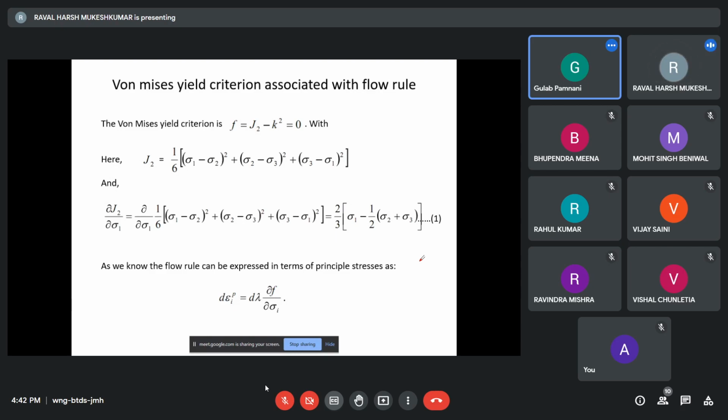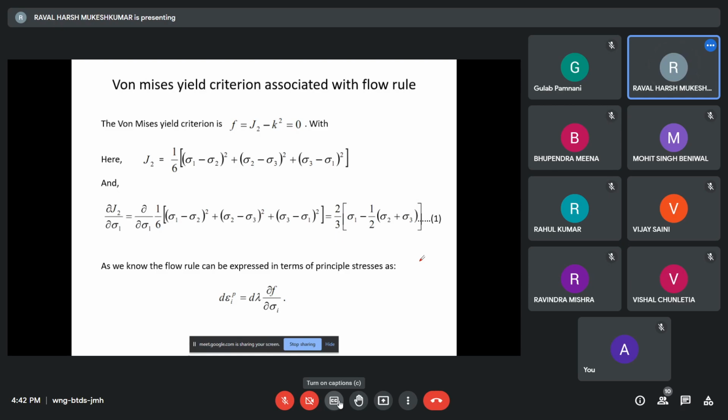Okay, sir. So here we can see in the von Mises yield criteria, there is a yield function that is J2 minus K squared equals 0. J2 is showing the deviatoric stress invariant. When it reaches a critical value K, then yielding occurs in this criteria. This criteria shows that function. Now we have to use this criteria in the flow rule. The flow rule, as we can see at the end of this slide, is d epsilon P equals d lambda del F upon del sigma i.